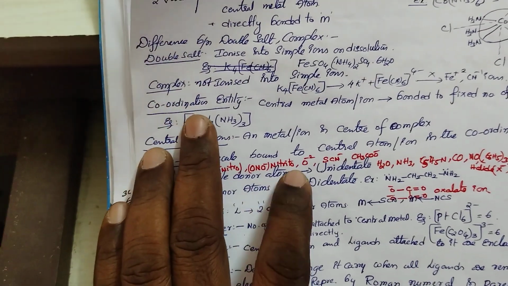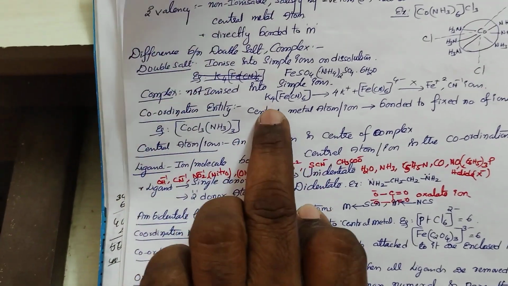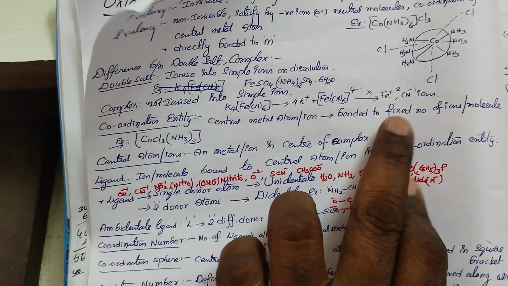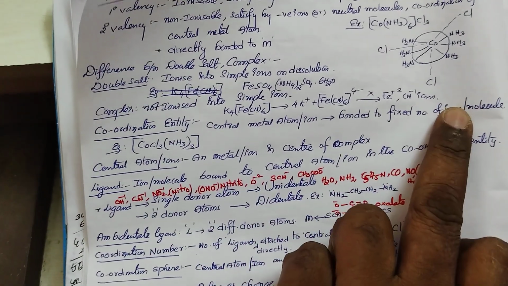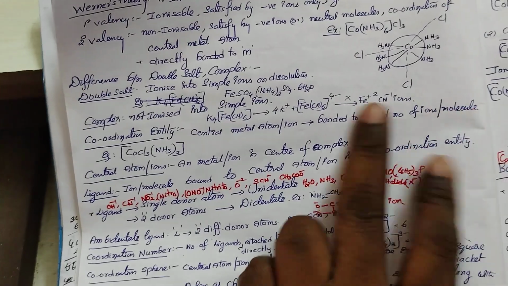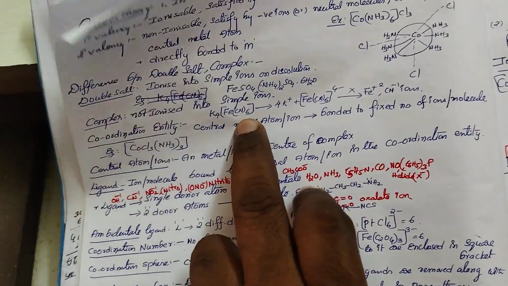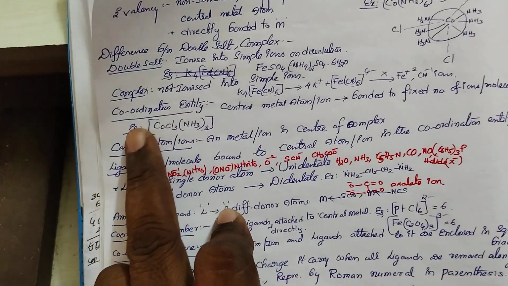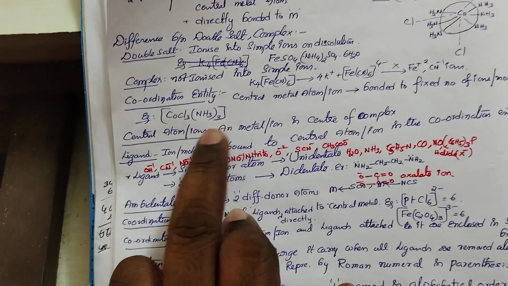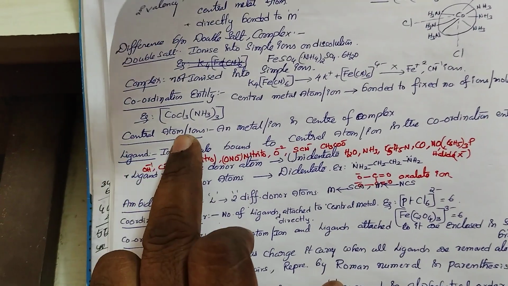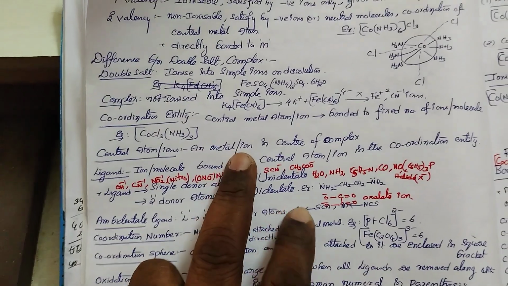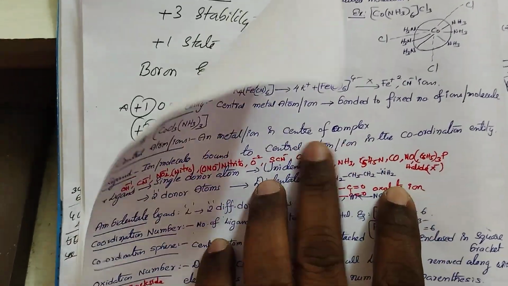Next, what is meant by coordination entity? If a central metal atom or metal ion is bonded with a fixed number of ions or molecules, the metal attached with ligands enclosed in square brackets is called a coordination entity. What is meant by central atom or central ion? Any metal or metal ion present in the center of the complex.